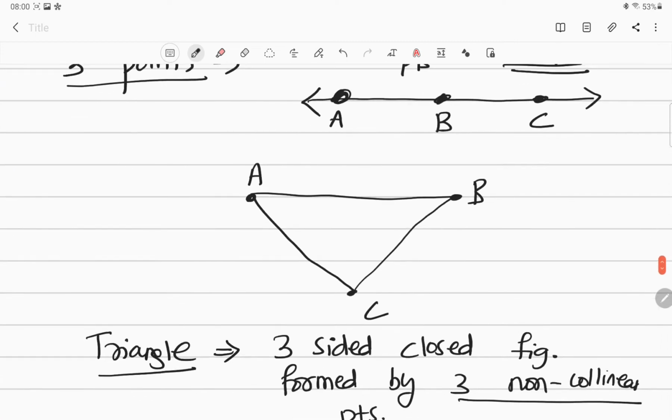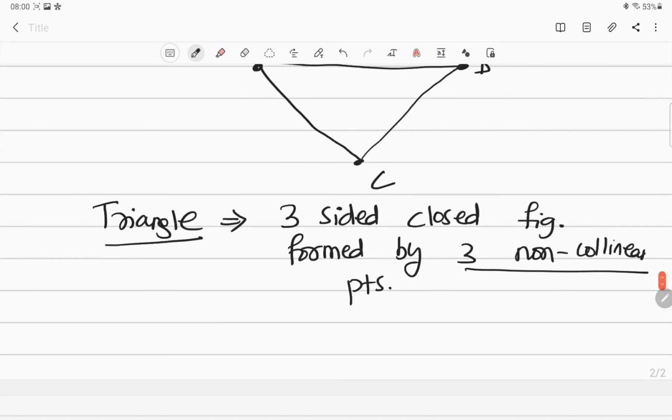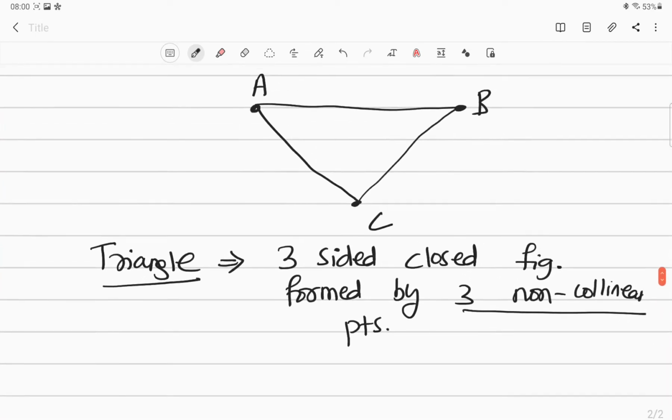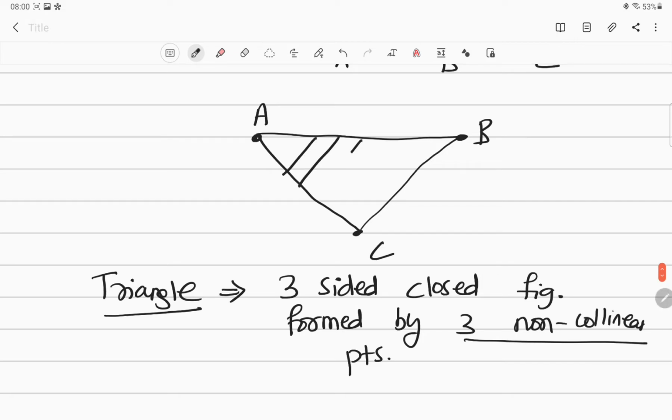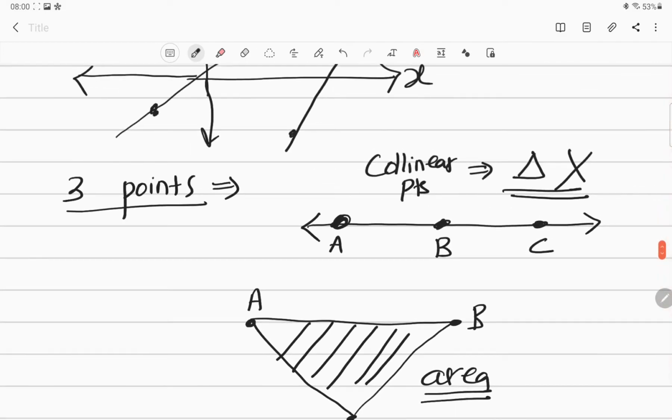So based upon this, how do we check the collinearity of points? If these are non-collinear points, a triangle is formed, which means it has some area. If the points are collinear, there is no triangle. No triangle means, what is the area of this triangle? Area is equal to 0.